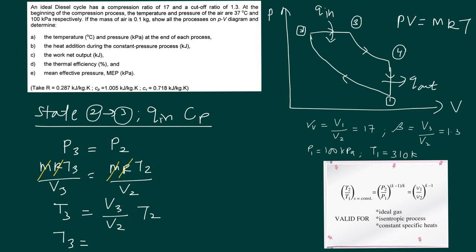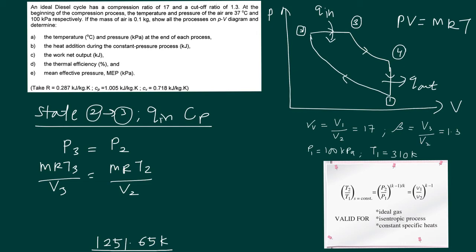And this V3 over V2 here is actually your cut-off ratio. So you just substitute this 1.3 into here. T2 you already have the answer for, and finally you will get your T3. So this is the value of your T2, your T3. Your P3 is actually the same as your P2, as you obtained previously. So next we are going to proceed with the expansion cycle over here, 3 to 4.